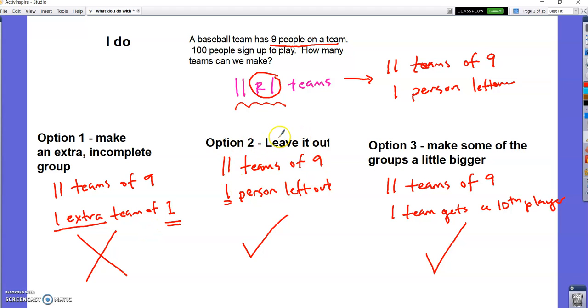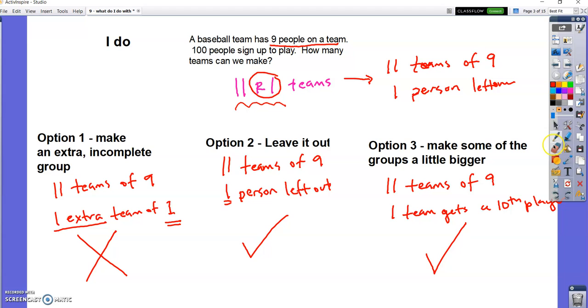Option number 2, leave it out. That would kind of be okay: 11 teams of 9 and 1 person is left out. That would work. It wasn't always the kindest answer, but it would work. And then option 3, make some of the groups a little bigger. One team gets a 10th player is how that would work. So I'm going to do some erasing here.